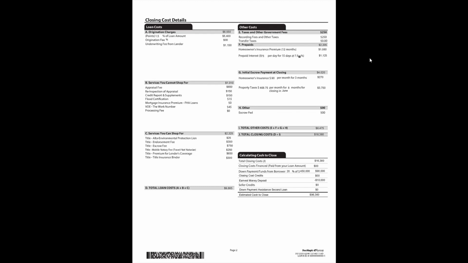When you add up your origination charges, third-party services, recording fees, interest, taxes, and insurance, your total closing costs come out to $16,360. The total closing cost plus your 20% down payment of $450,000, which is $90,000, minus a $10,000 earnest money deposit that's required to open escrow, is going to mean our estimated cash to close is $96,360.